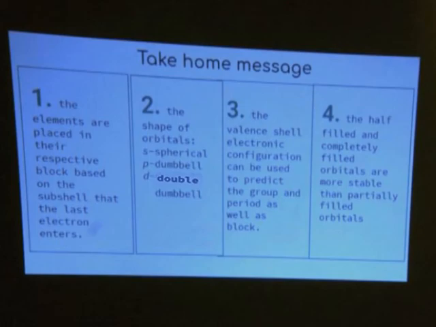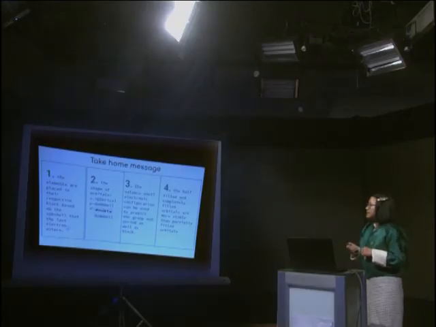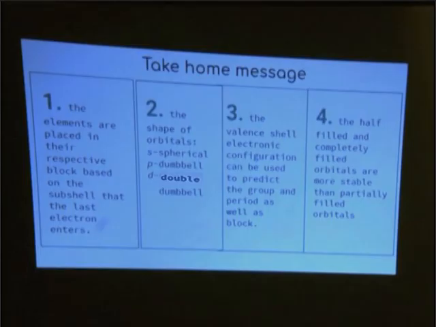Okay, so we are coming to the end of the lesson. The take-home messages for today's lesson are: number 1, the elements are placed in their respective blocks based on the subshell that the last electron enters. Number 2, the shapes of the orbitals: s is spherical, p is dumbbell, d is double dumbbell. Number 3, the valence electronic configuration can be used to predict the group, period as well as block. And number 4, half-filled and completely filled orbitals are more stable than partially filled orbitals.